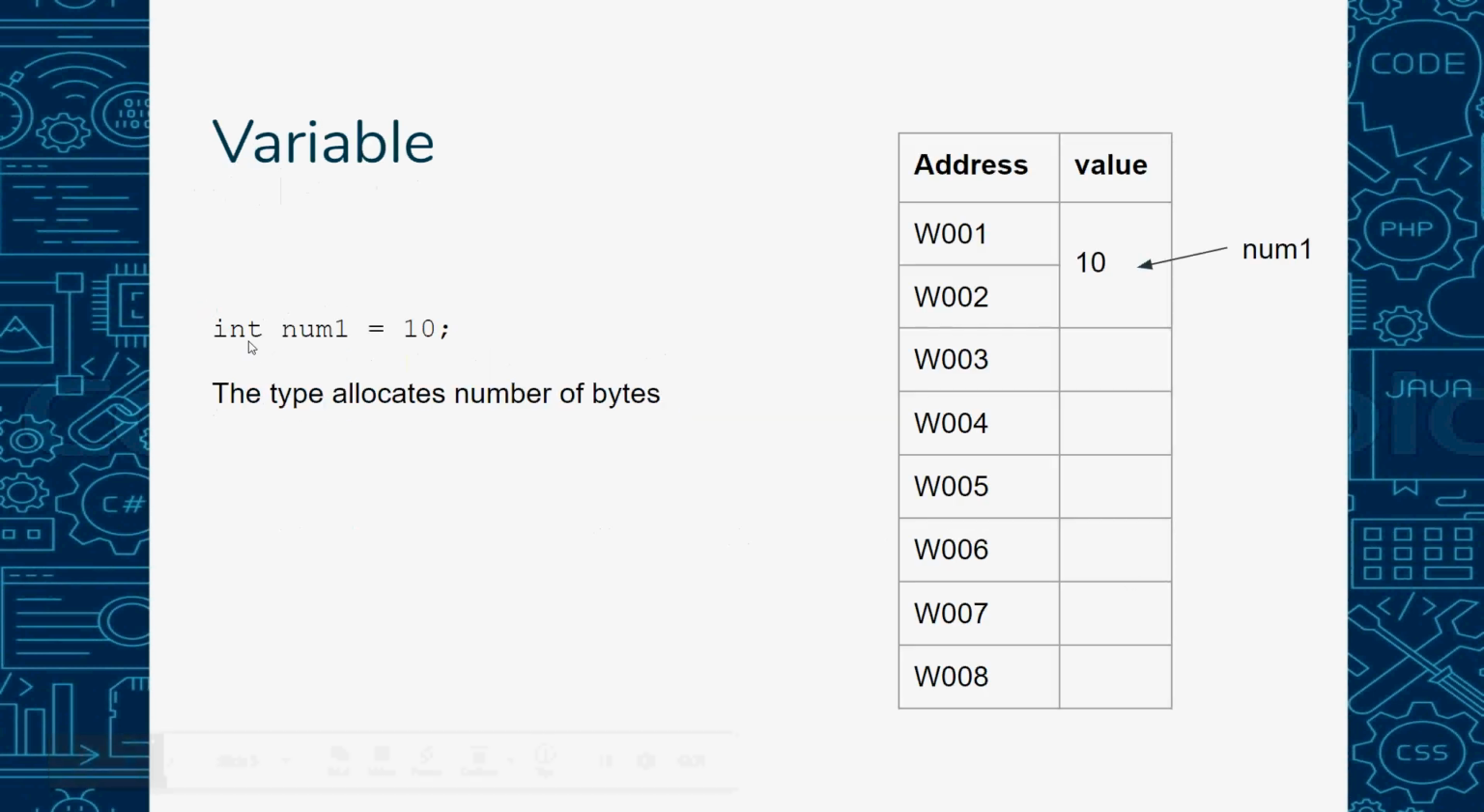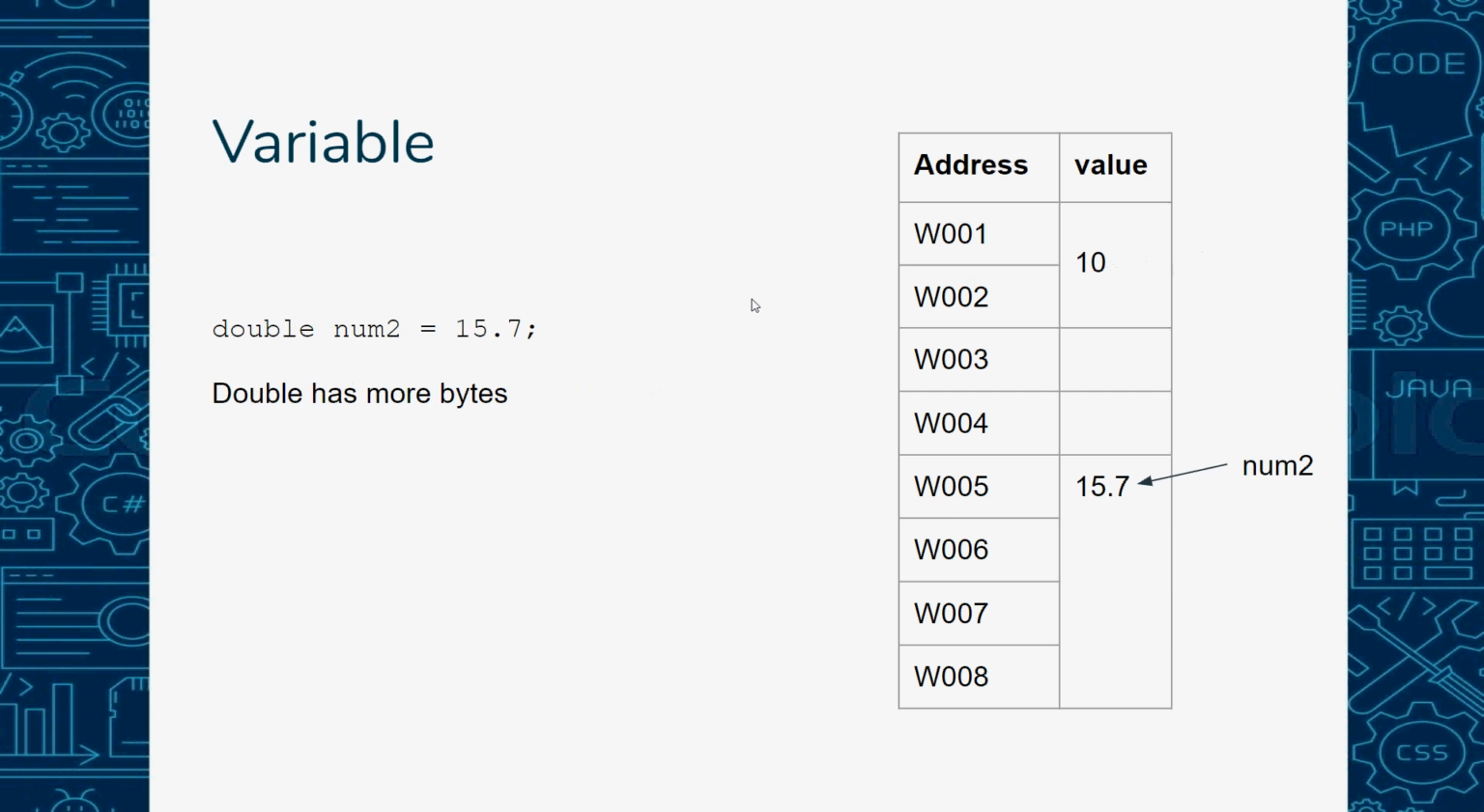Now that int portion allocates how many bytes of data it's going to store. Int stores 4 bytes of data, but we'll call it 2 for our example. And so 10 takes up this much information. A double is going to have more bytes of information because it also stores decimal places and it stores bigger numbers. So double has more bytes.